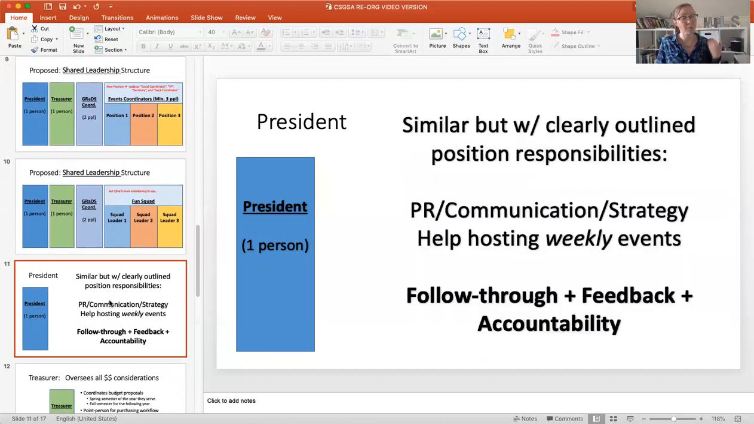Okay, so the president role moving forward would be very similar to what we currently are doing, but just having the responsibilities outlined a little bit more clearly.